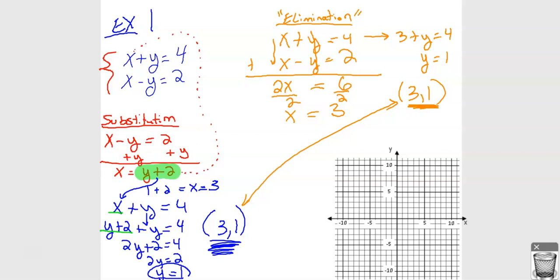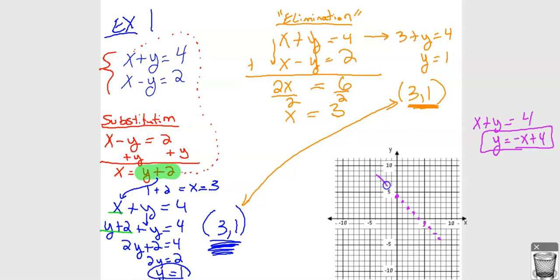Now, what's taking place graphically? Well, if I take this first equation, x plus y equals 4, and solve for y, that's y equals negative x plus 4. Well, that's just a line. So I'm going to graph a line, so that's positive 4. And then I'm going to go down 1 over 1, down 1 over 1. And I'm just going to do the slope.